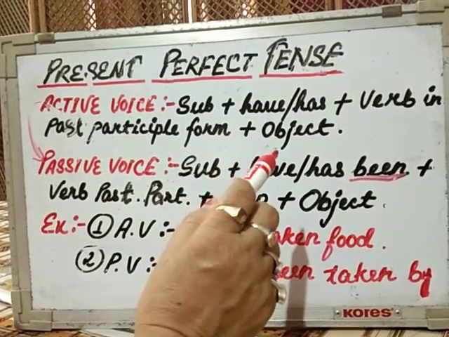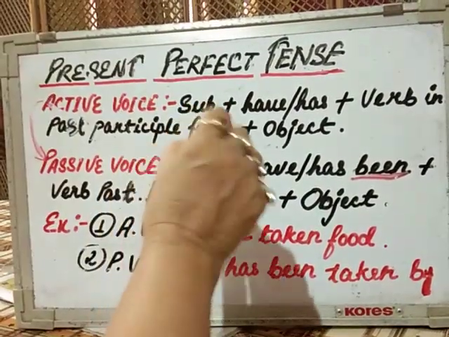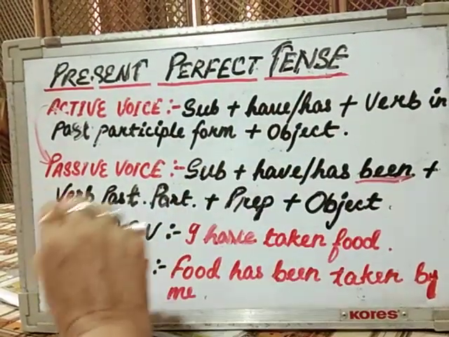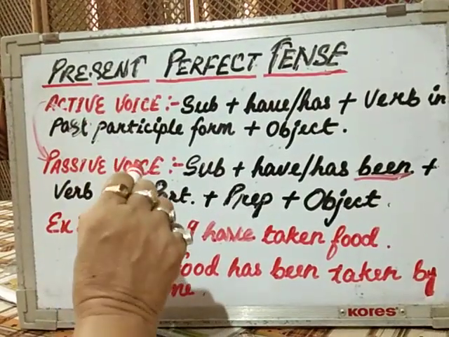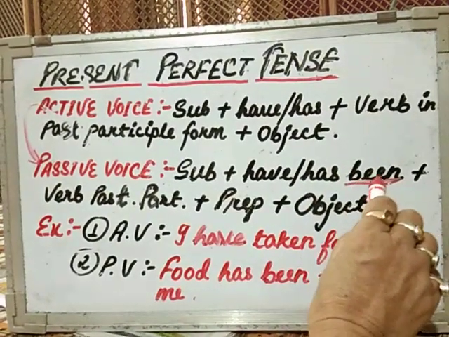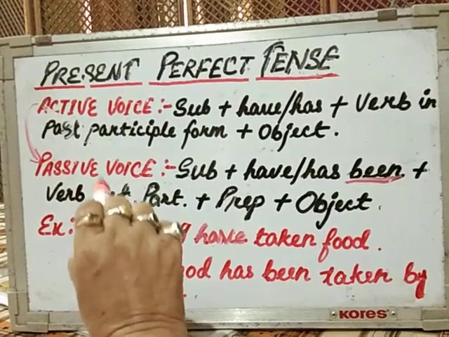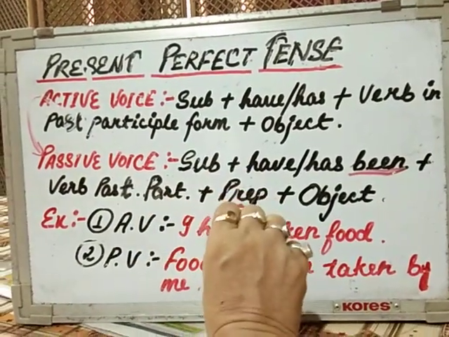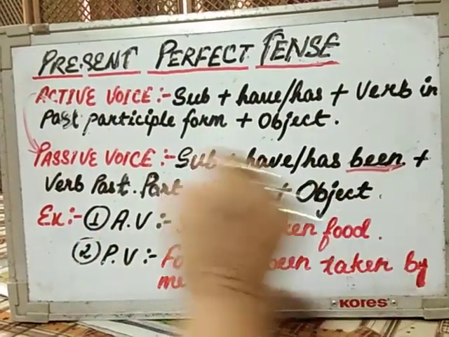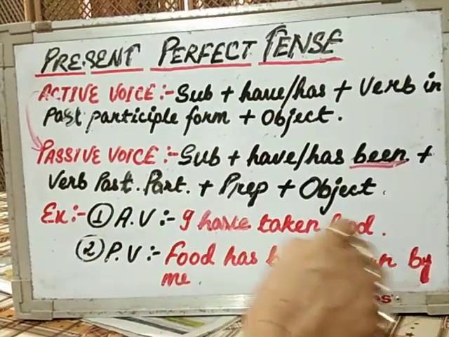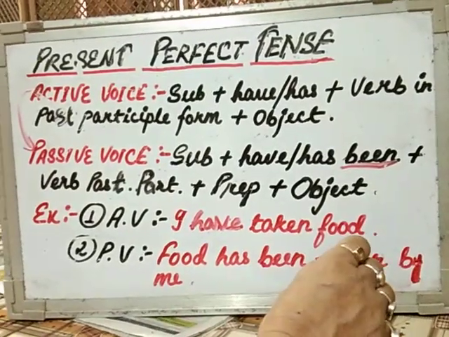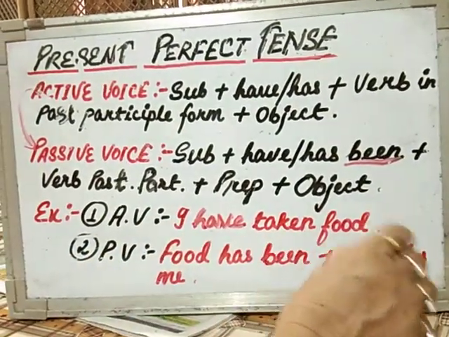Again I am telling, in the active voice we have subject plus have or has, plus verb in the past participle form, plus object. And when we change it to the passive voice, it will be subject plus have or has, then we add a new word, been, plus verb in past participle form. Then again we add a new word, a preposition, plus object. I hope it is clear. So again I am reading these sentences. In active voice: I have taken food. In passive voice: food has been taken by me.